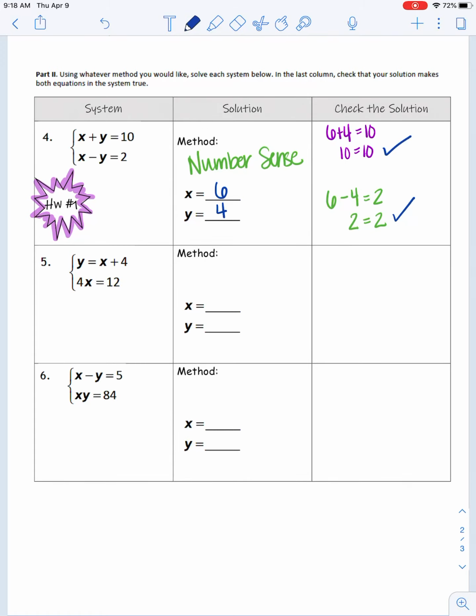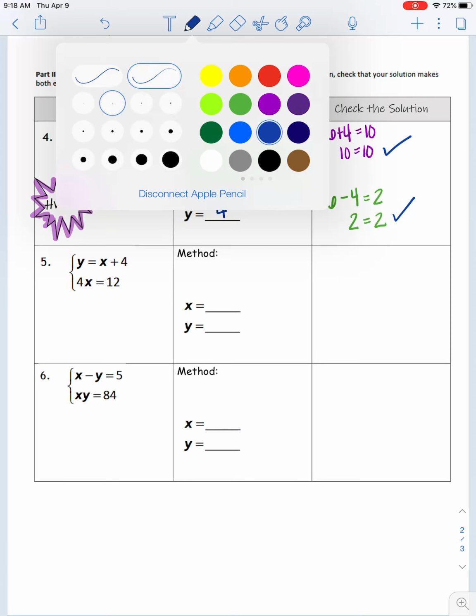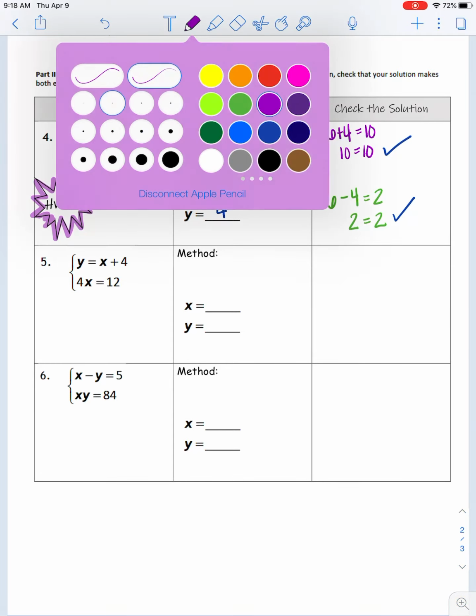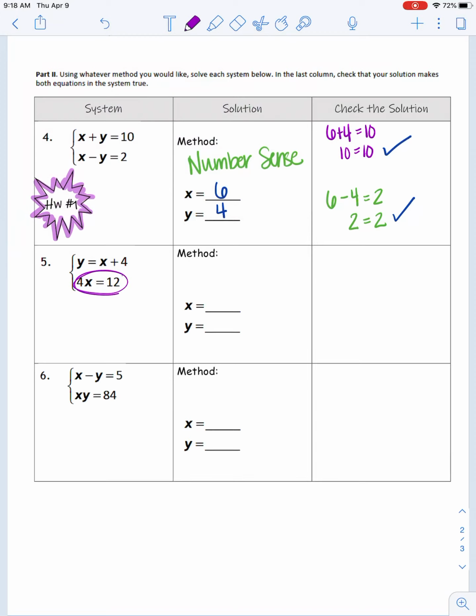Maybe number sense is not for you, and that's fine. You could always use a graph or a table, which we will probably do for one of these examples. Okay, example 5, y equals x plus 4, and 4x equals 12. So I look at this system of equations and I automatically go right to this second equation. And I look at that and I say, okay, this is really asking me 4 times what equals 12.